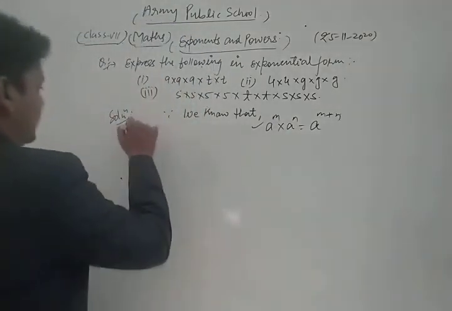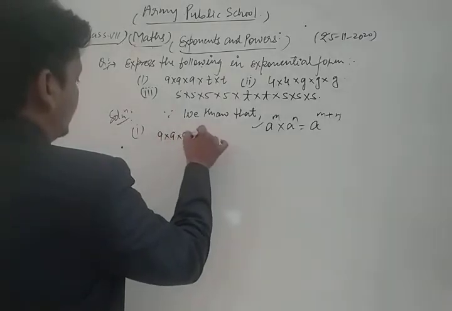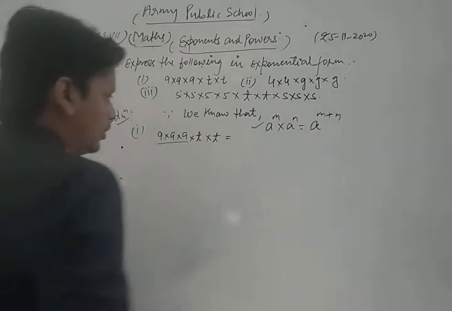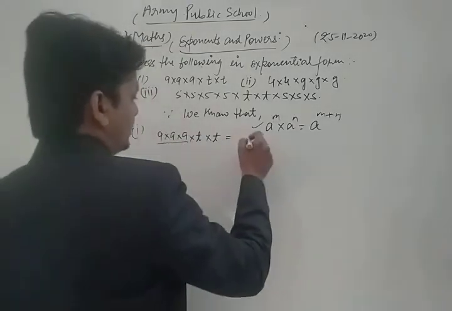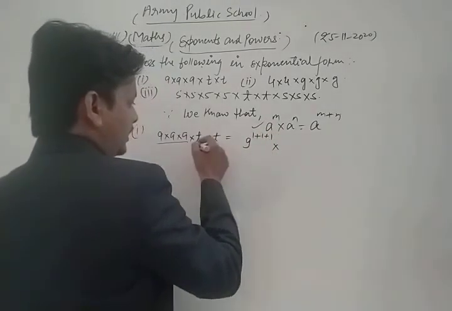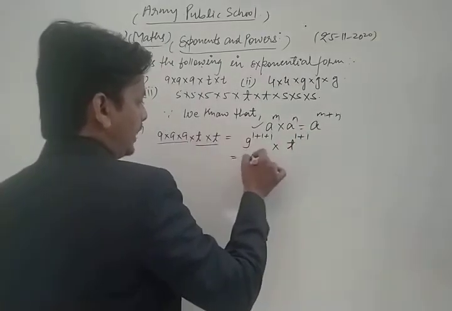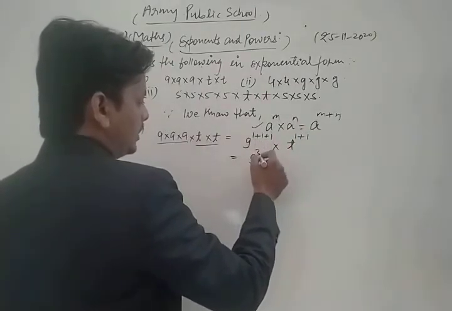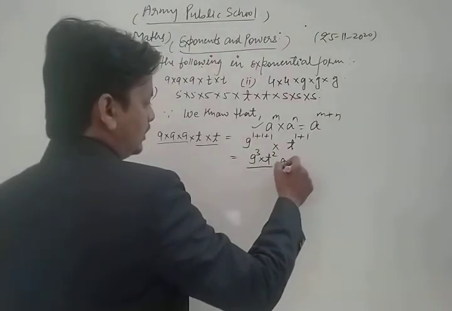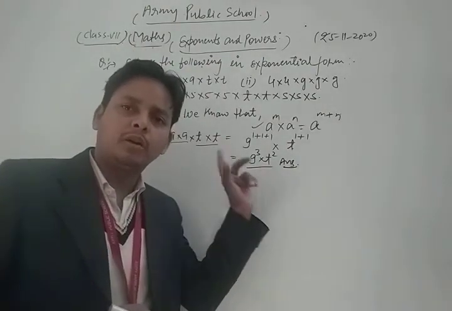Now let's solve the first part of this question, which is 9 into 9 into 9 into t into t. Here 9 appears 3 times. The bases are the same, so the powers are added: 9 to the power 1 plus 1 plus 1, and t to the power 1 plus 1. So we get 9 to the power 3 into t to the power 2. This is our required exponent form of the given question.